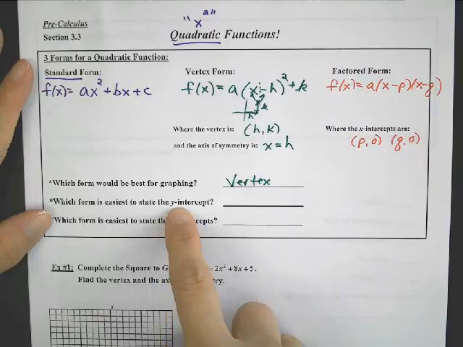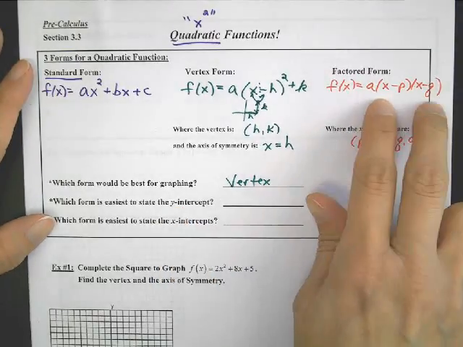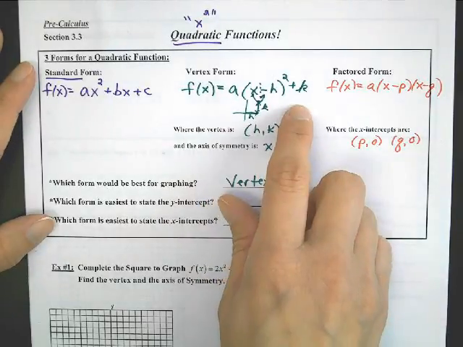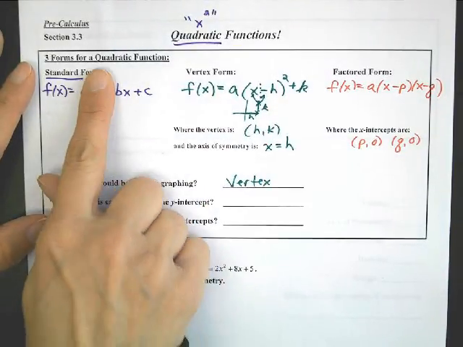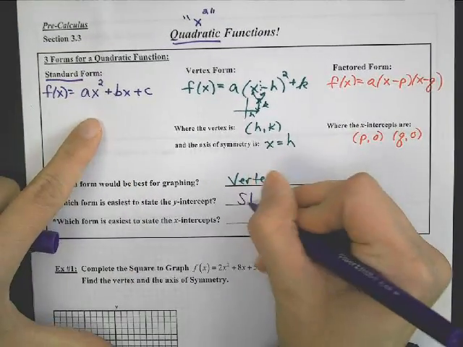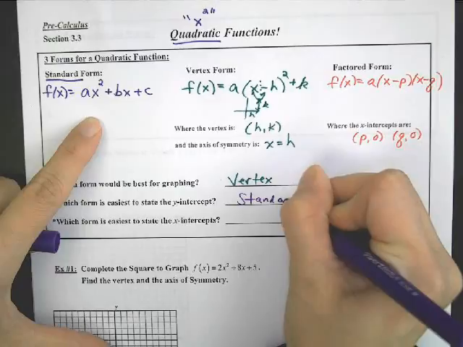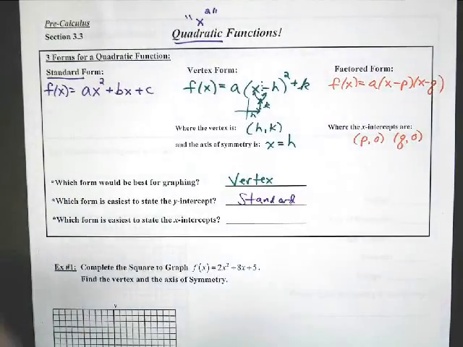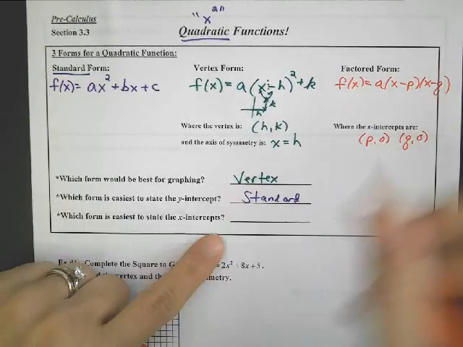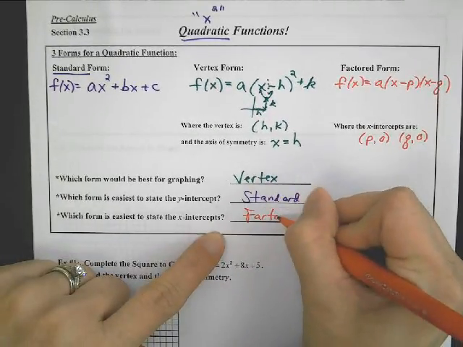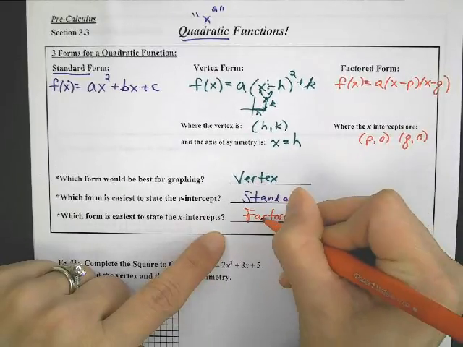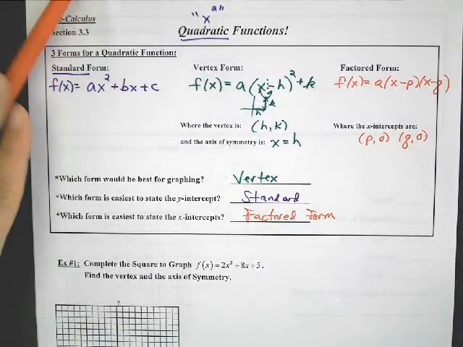To find a y-intercept, you put 0 for x. So with vertex form, you have to put it in and do lots of calculating. Here, in standard form, put 0 in for x. The y-intercept is c. The best one for the y-intercept is standard form. Of course, you can find the y-intercept with the other ones, just a little more work. And which one's easiest to state the x-intercept? That would be factored form. So you might have to put a quadratic into the proper form to do what you need.